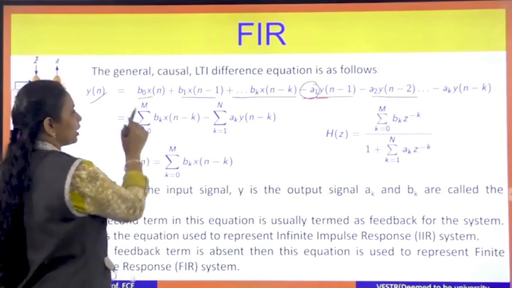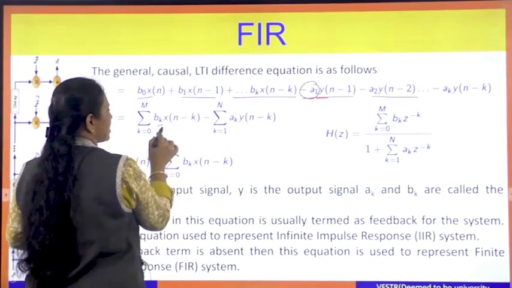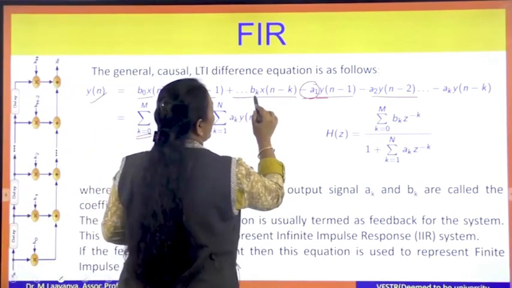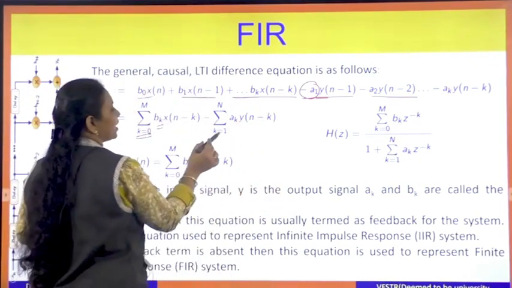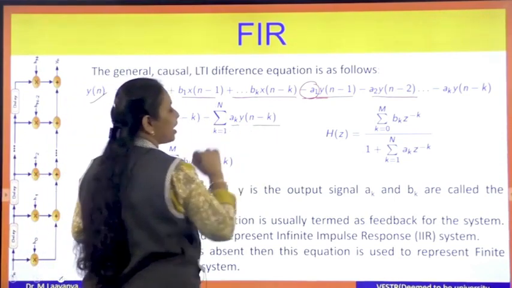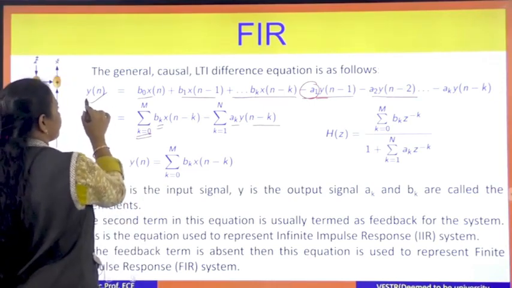So if you equate all the coefficients b naught, b1, bk, I can write this as the summation of bk x of n minus k, with k varying from 0 to m. And similarly, minus the summation of ak y of n minus k, with k varying from 1 to n. This is my y of n.